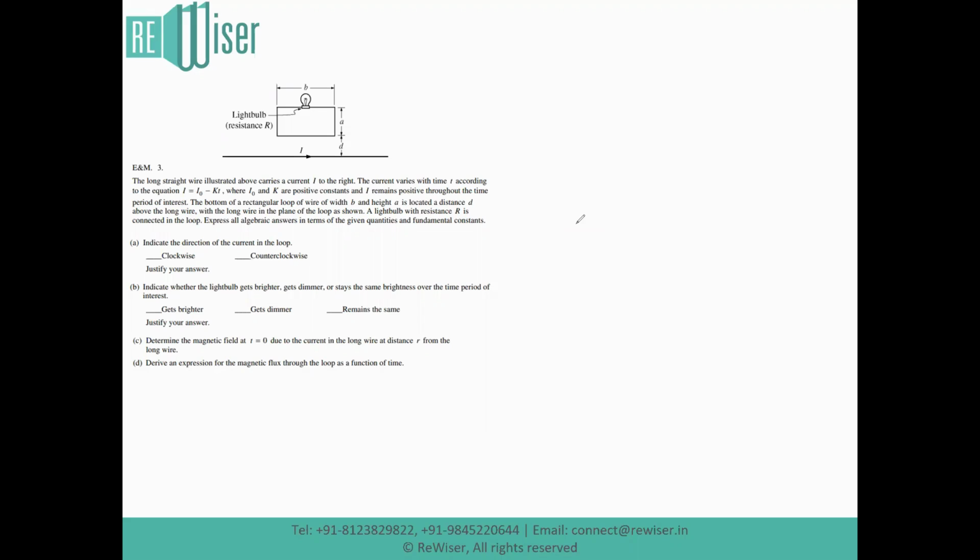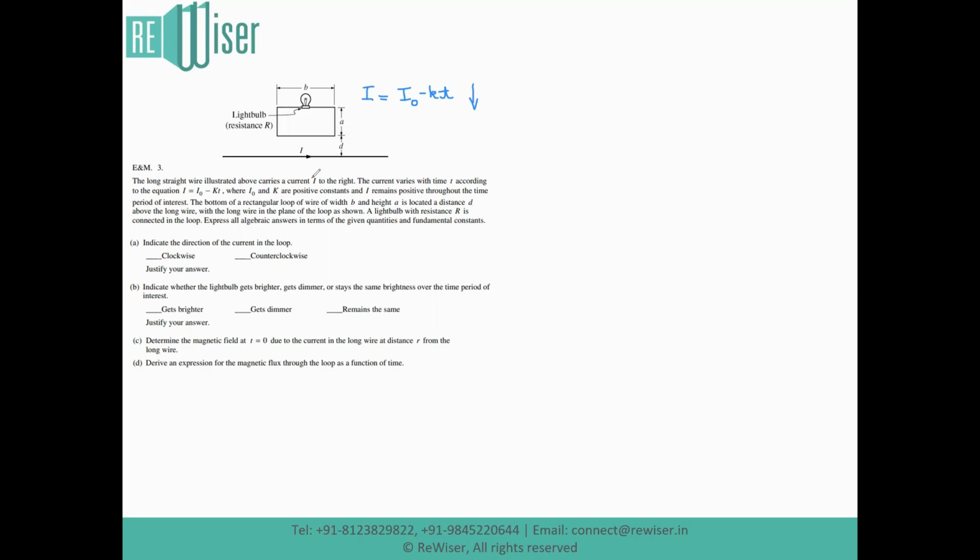So here k and I naught are both positive and remain positive throughout, which indirectly tells us that this equation, I equals I naught minus kt, is such that the value of current I decreases with increase in time. This is another way of saying I is inversely related to t.